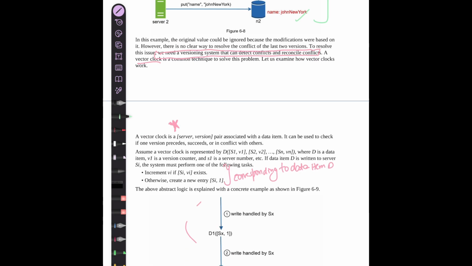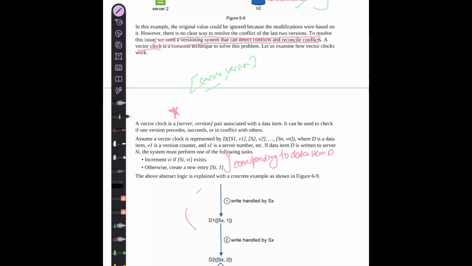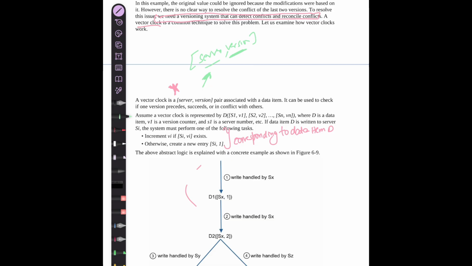When we talk about a vector clock, it's a vector, as in an array, that contains the server and the version corresponding to the data. When you have a server and a version, you can check whether the data that a particular server has precedes, or is an ancestor of, the data that the other one has. That allows you to check if there is inconsistency between the data. This is how you represent a vector clock: for a data D, you represent it as D([S1, V1], [S2, V2]), where D is the data, V is the version counter, and S is the server number.